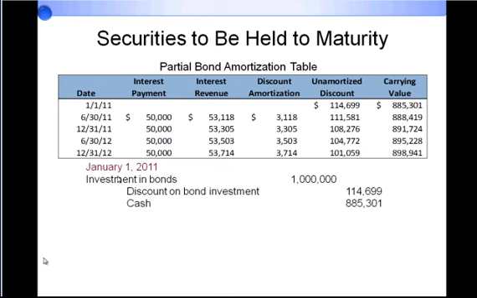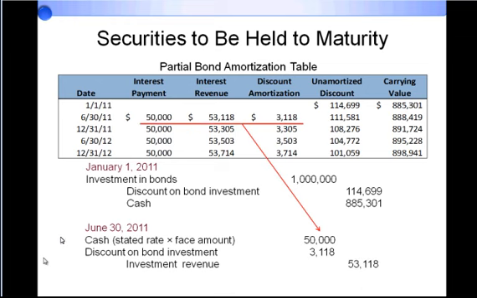So the entry on January 1st, 2011, when we first purchased it, we have to plug it in our investment account at $1 million. That's the face value. We only gave up $885,000 of cash, so that gets credited there. The plug figure is the discount, and over time we're going to take this $114,000 and amortize it over each period.